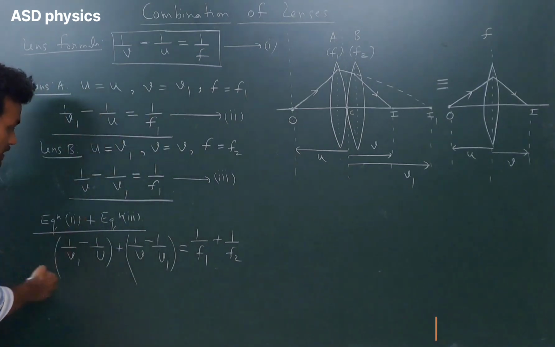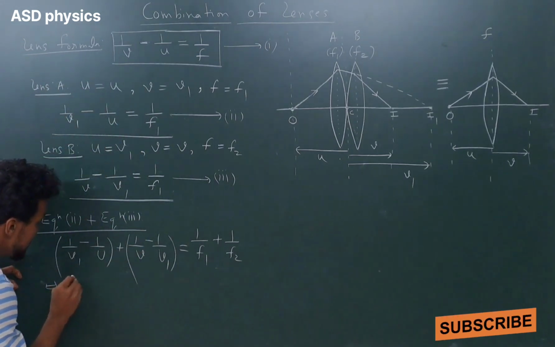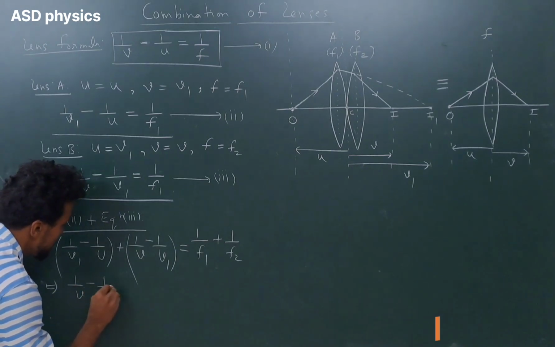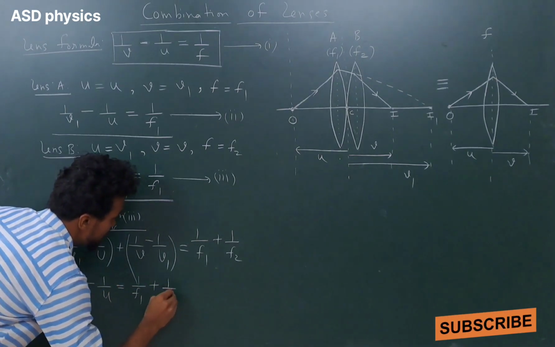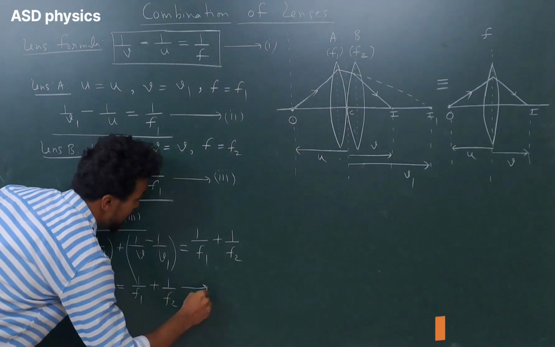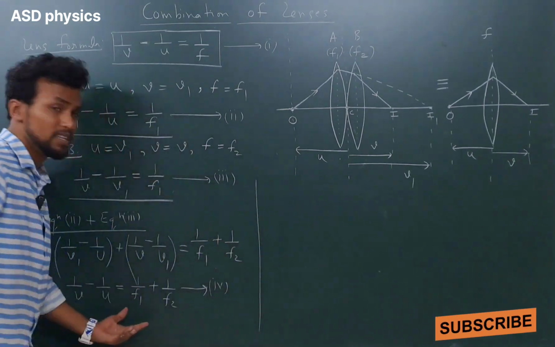Then 1 by V1 and minus 1 by V1 will cancel out. So this becomes 1 by V minus 1 by U is equal to 1 by F1 plus 1 by F2. We'll make it equation 4. Now this equation is ready.